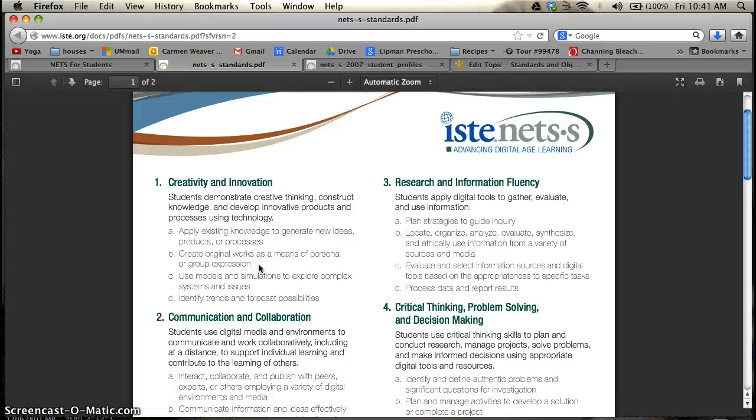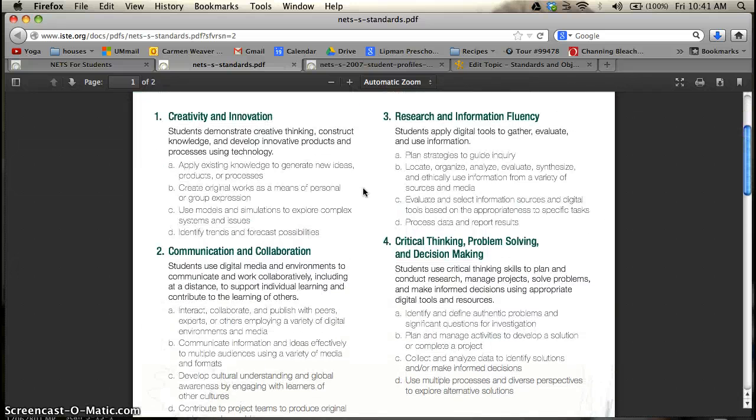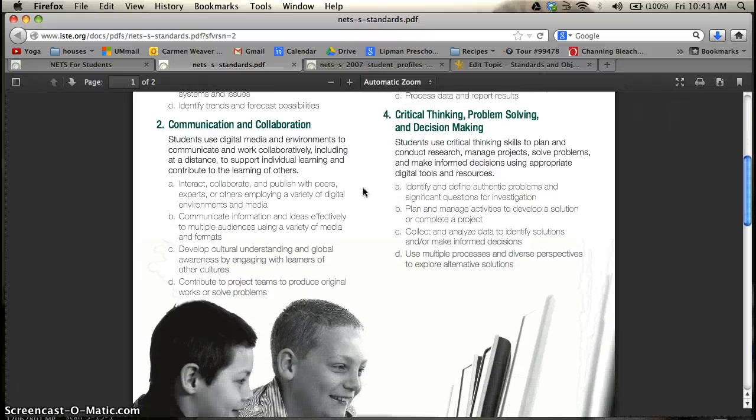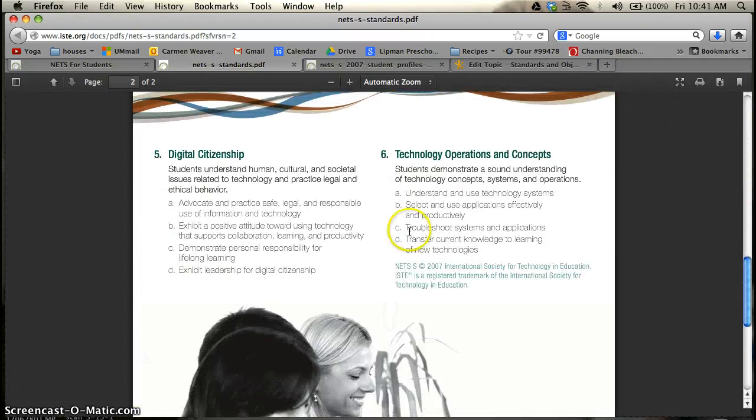If they are doing research on the internet, then that might be standard 3, and then specifically evaluate and select information sources and digital tools based on their appropriateness to specific tasks. So anyway, you just would go through here and you're using technology in your lesson and find out specifically what are the students using the technology to do, and that would be the standard that you would choose.